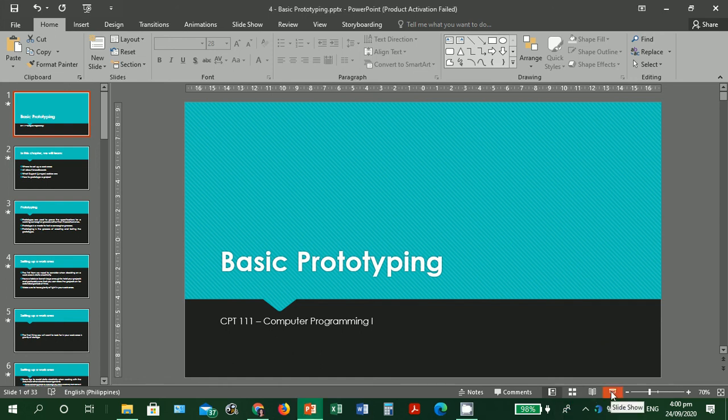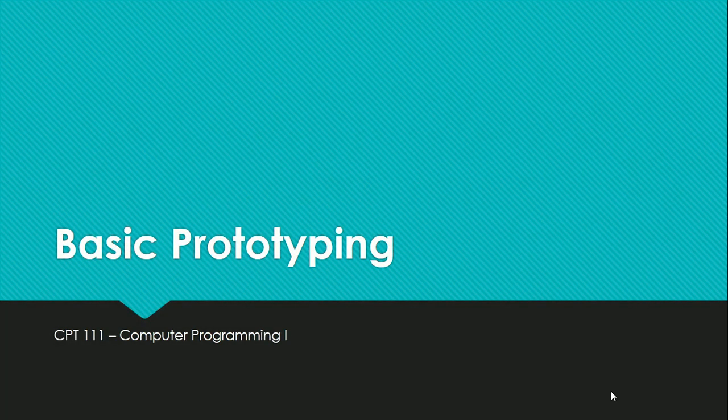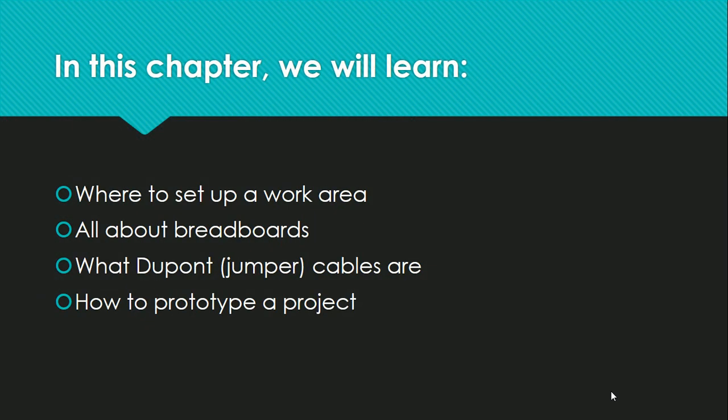So, in our previous lectures, you already gained knowledge about basic electronics and circuit diagrams. Now, in this fourth chapter, we will study all about basic prototyping. In this chapter, we will learn where to set up a work area, all about breadboards, what Dupont or jumper cables are, and how to prototype a project.